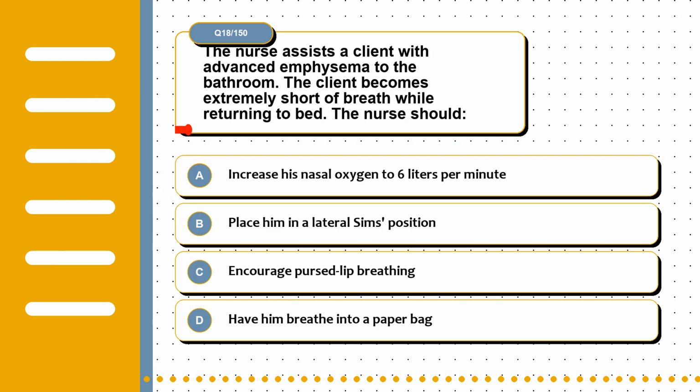Question 18. The nurse assists a client with advanced emphysema to the bathroom. The client becomes extremely short of breath while returning to bed. The nurse should, here are the options. Option A, increase his nasal oxygen to 6 liters per minute. Option B, place him in a lateral Sims position. Option C, encourage pursed lip breathing. Option D, have him breathe into a paper bag.